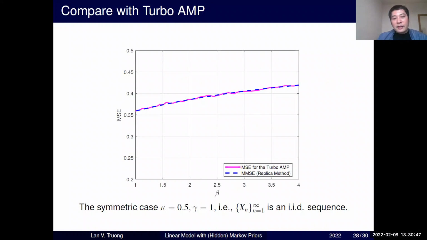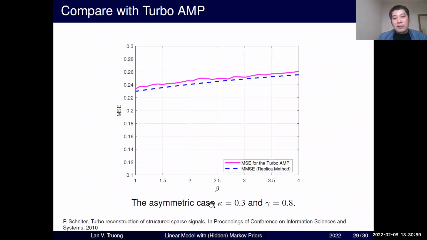So we consider a subplot. For example, when we put kappa equal 0.5, gamma equal to 1, that means the xn is an IID sequence. We see the two curves nearly coincide. And for the asymmetric case where kappa equal 0.3 and gamma equal to 0.8, we see the gap between the two curves is also very close.